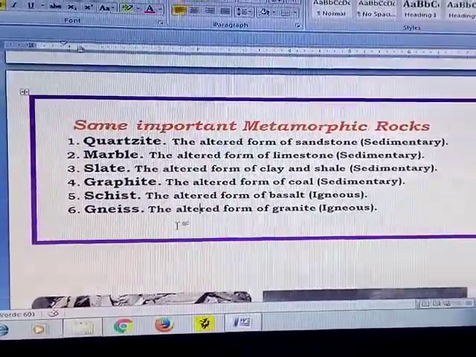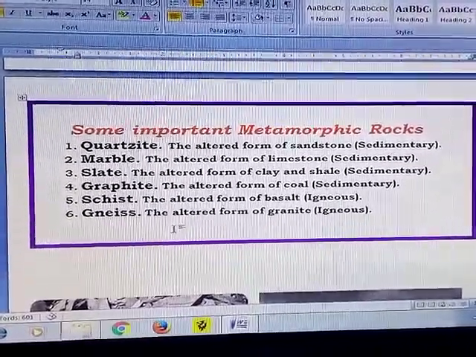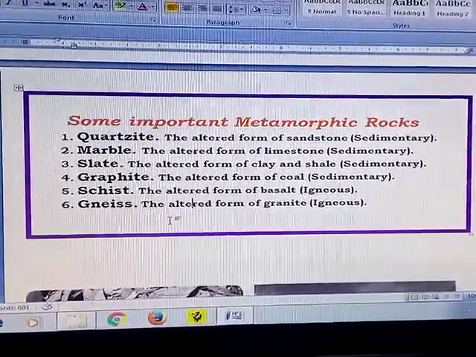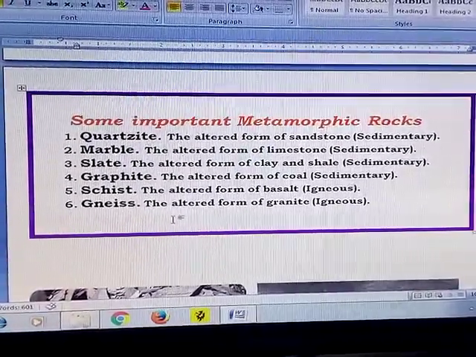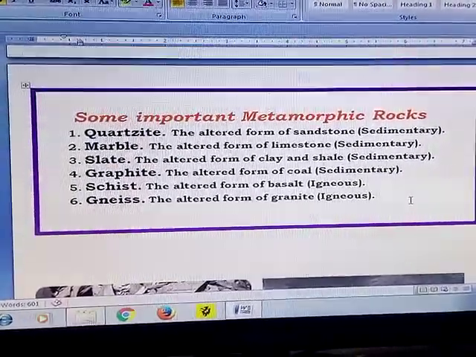And gneiss, G-N-E-I-S-S, is pronounced as gneiss. Gneiss is the altered form of granite. It was also an igneous rock.